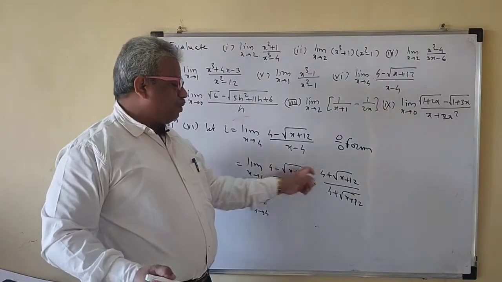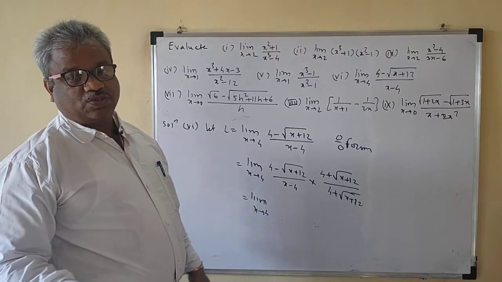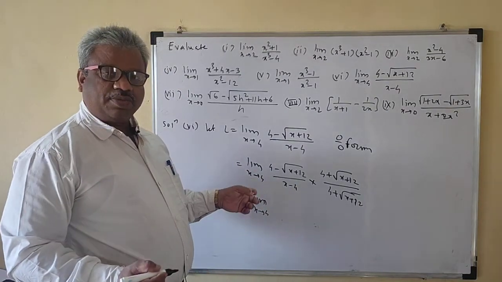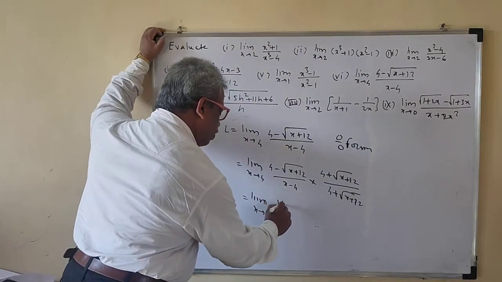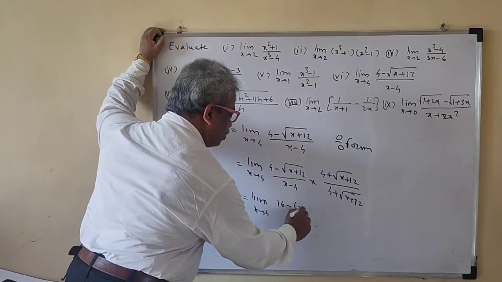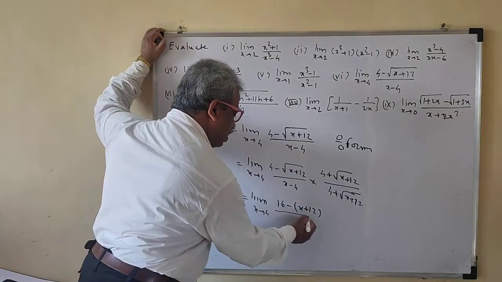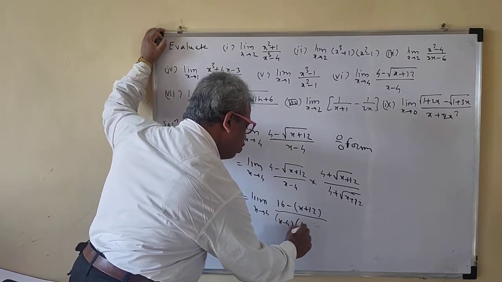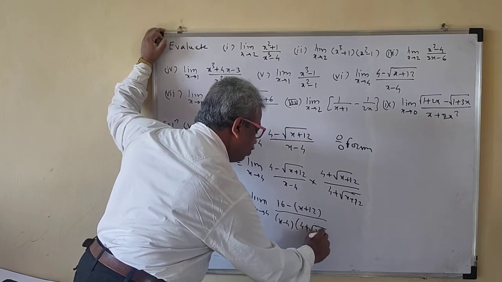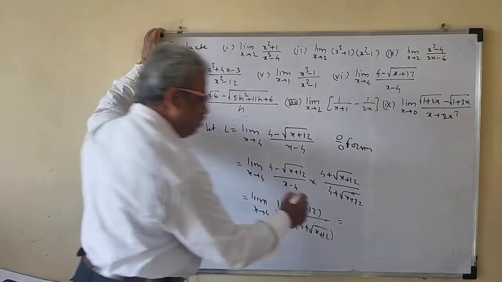So this is (a minus b)(a plus b), and you know that (a plus b)(a minus b) is nothing but a square minus b square. The square of the first one minus the square of the second one. The square of the first one is 16 minus the square of the second one, where the root is just removed. So this is a square minus b square. Then you have to write the denominator as it is. So this is x minus 4 times, in brackets, 4 plus root of x plus 12. Okay. So this is equal to. Now we will simplify this.